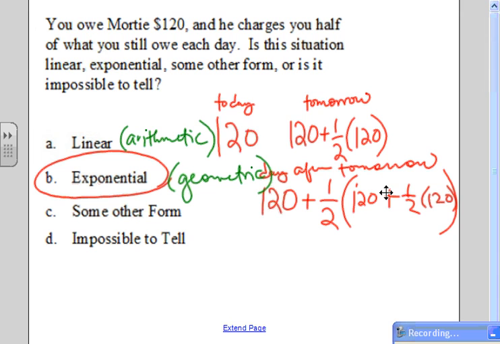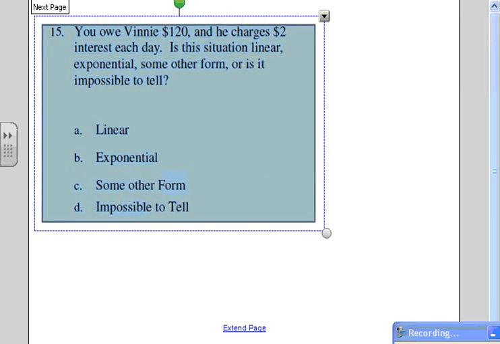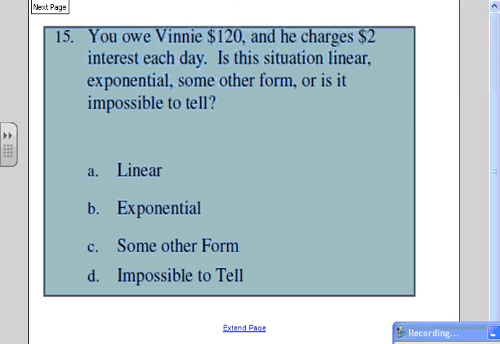So you have a sample problem right here. It's your redemption problem. Now you owe Vinny. You owe Vinny $120 and he charges $2 interest each day. Very simple question, very quick answer. It wants to know, is it linear? Is it exponential, some other form, or is it impossible to tell?